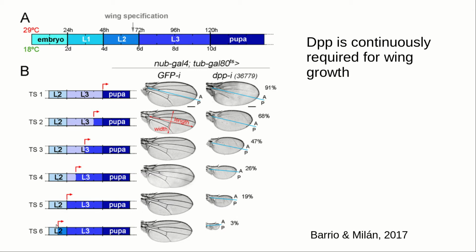As you can see, if they repress DPP at the beginning, at mid larval stage 2, the wing does not develop because the disc fails to grow. But if they knock down DPP later, at the transition between larval and pupal stages, there's still a slight decrease in size. Wings are like 91% of their final size. So at this stage, DPP is still required for growth of the disc.